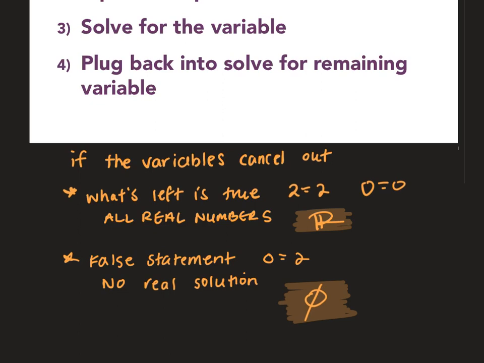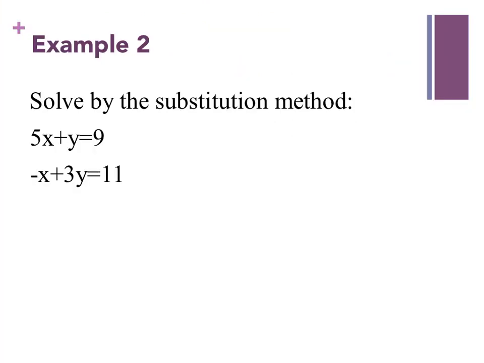So again, that's only if both variables cancel out. So if you get rid of the x and you get rid of the y and what's left is false, it's no real solution. And if it's true, then it's all real numbers. So again, make sure you pay attention to directions. At this point, it's going to tell you what way to use.